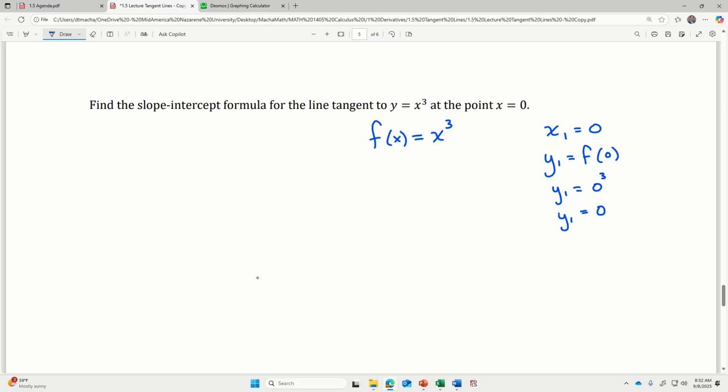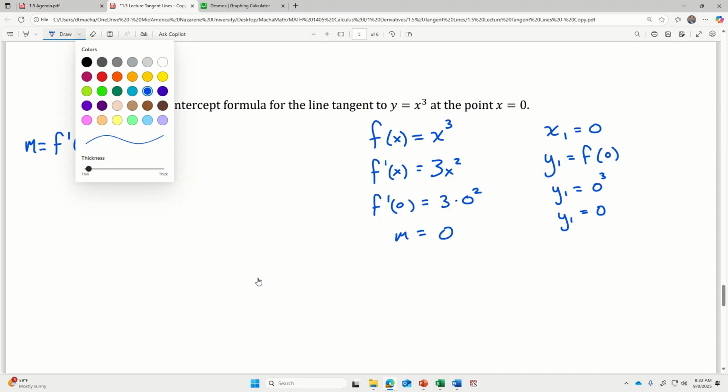To find the slope, it is going to be the derivative evaluated at the point that I'm given. So it'll be the derivative at 0 this time. What is the derivative of x cubed? 3x squared. And so if I want to evaluate this derivative at 0, that's going to be 3 times 0 squared. And so my slope is 0.